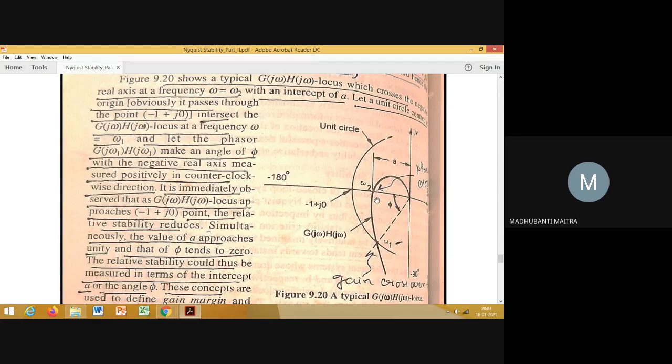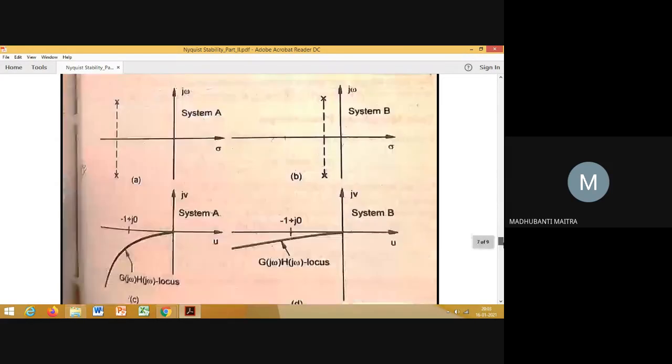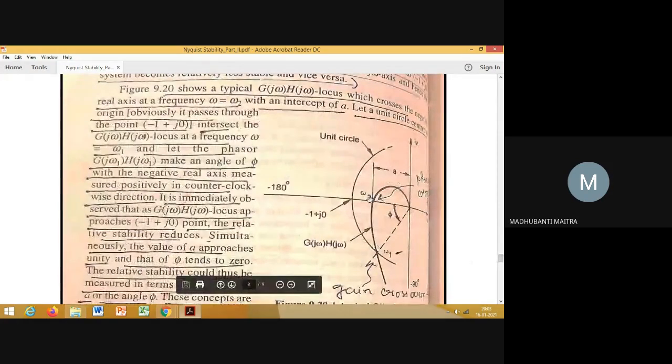Now is it clear? Again, I'm repeating, look at this point. This is the intersecting point, and this part of the Nyquist plot is called the polar plot. So the mapped version of this part is called the polar plot. If the part of the Nyquist plot intersects the negative real axis, then at that intersecting point, the phase angle of the GH phasor will be minus 180 degree.